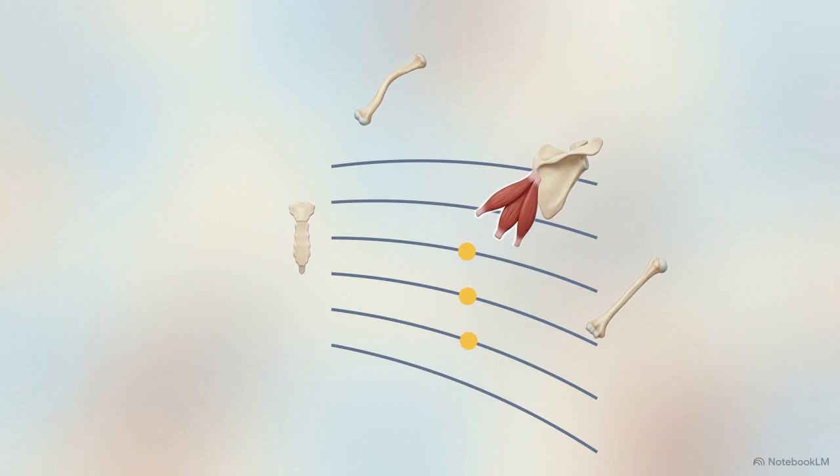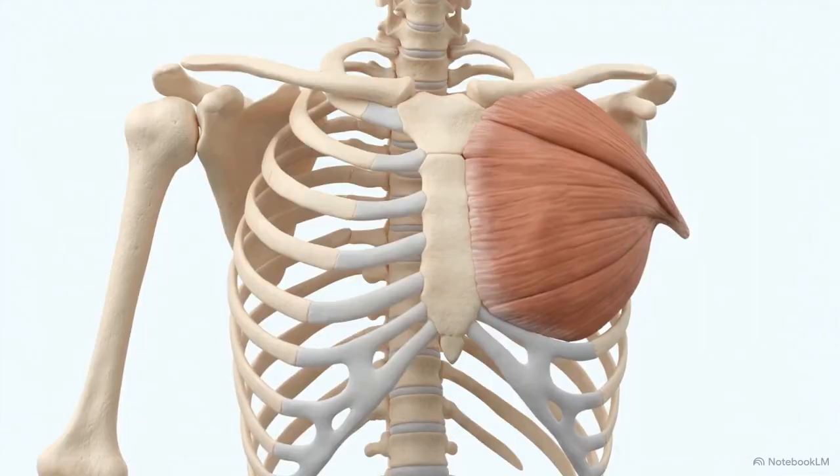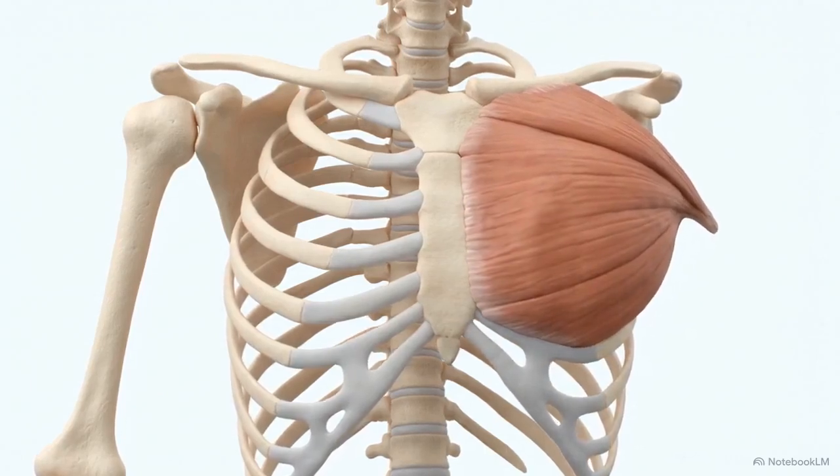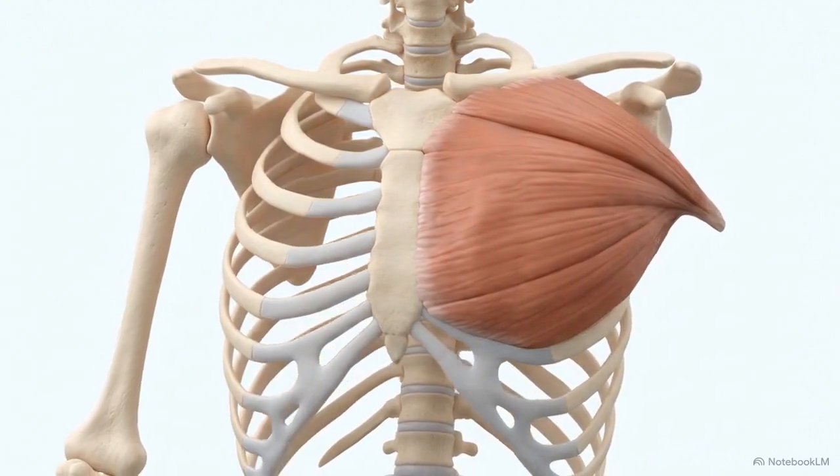Transitioning deeper, we isolate the pectoralis minor. This triangular muscle originates securely on ribs 3, 4, and 5 and converges upward to insert directly onto the coracoid process of the scapula. Innervated entirely by the medial pectoral nerve, the pectoralis minor pulls the scapula anteriorly and inferiorly. In moments of respiratory distress, it reverses its mechanical action, elevating the ribs to assist in forced inspiration.